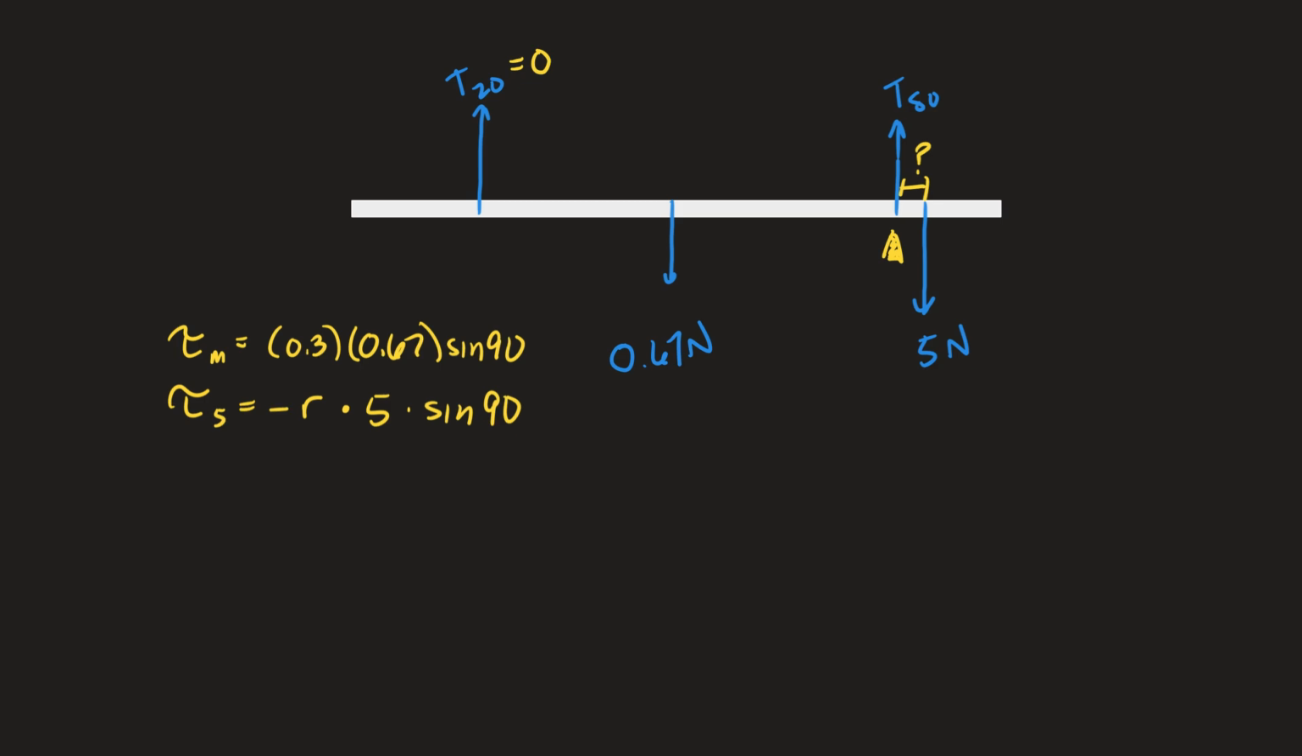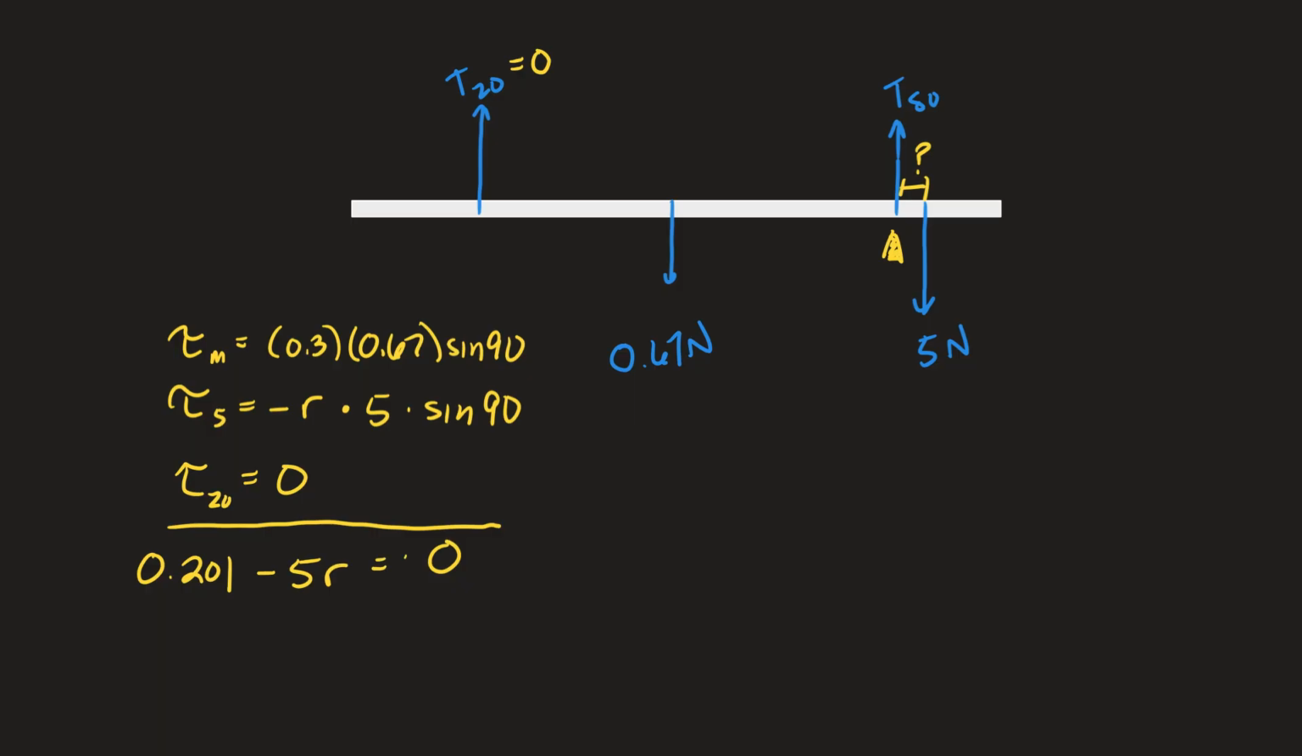The other torque has an unknown in it, because we don't know what the torque arm distance is going to be. And if you haven't figured it out yet, the torque from the 20 is 0, because the tension is going to be 0. Still got to add them up and set it equal to 0, because we don't want the system to rotate. We want the net torque to be 0. So I have 0.201 minus 5R equals 0.